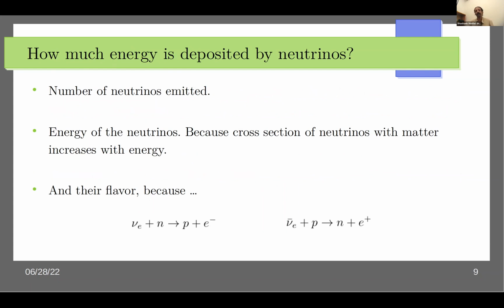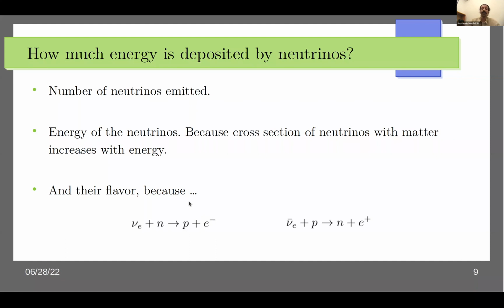So how much energy is deposited by neutrinos in this region of importance? That will depend on several factors. For example, it will obviously depend on the number of neutrinos emitted. It will also depend on the energy of the neutrinos, because the cross-section of neutrinos with matter increases with energy. And it also depends on flavor, because if we look at reactions like this, this and this can only happen for electron type neutrinos. If we replace this electron neutrino by a muon neutrino, this electron will have to be replaced by a muon. In the supernova core, the energy of the neutrinos is not so high that a muon can be produced. So the muon equivalent of this reaction is kinematically not allowed. Because of that, the energy deposition will also depend on the flavor of neutrinos.